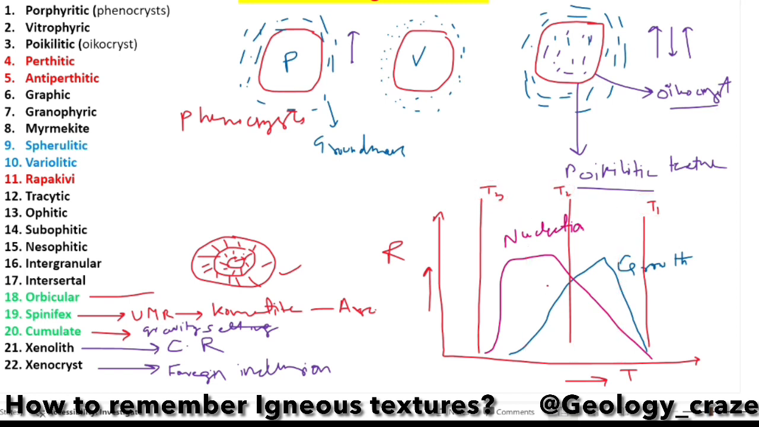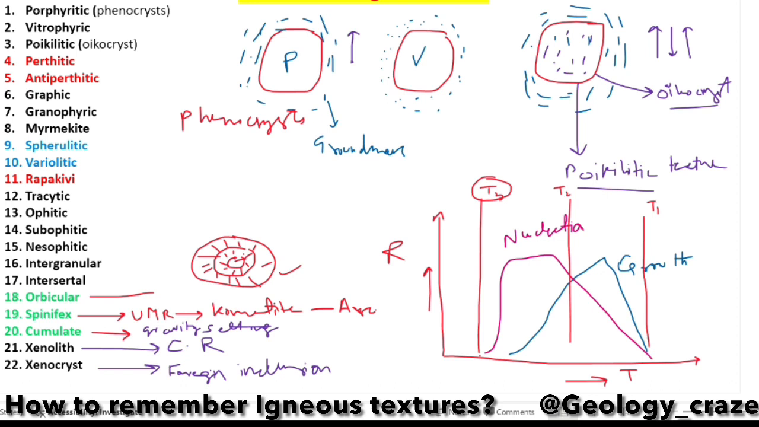Now at temperature T3, nucleation is not there, and growth of the crystal is also not there. It means what kind of rock will develop? It will develop near the surface, and we will get obsidian-like rocks, which are glassy in nature because nucleation is also not present there.